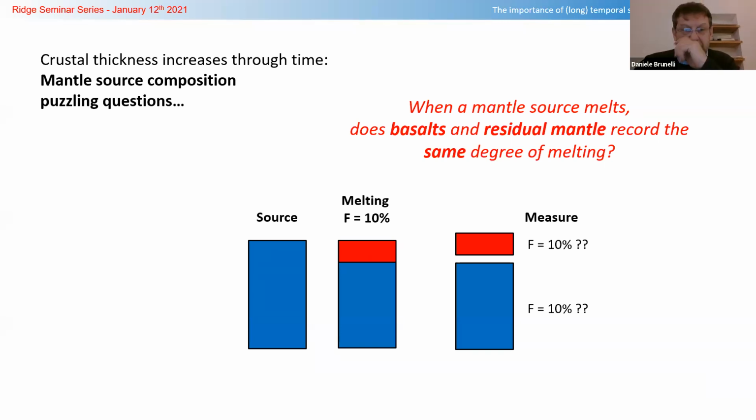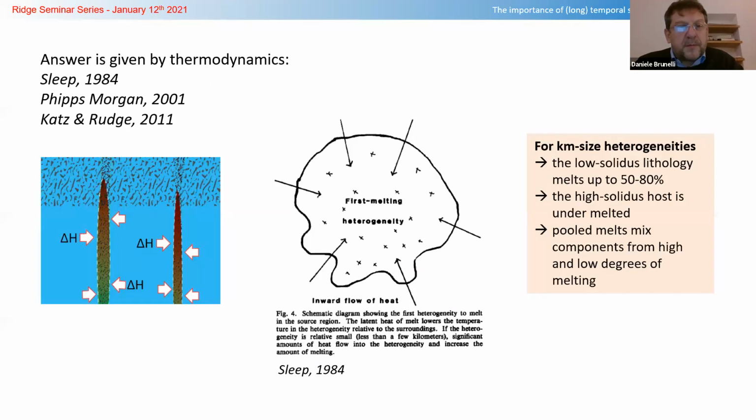It seems a silly question, but the answer is not so easy and comes from thermodynamics, and has been modeled since 1984 by Norman Sleep, and then developed in a more complex way by Phipps Morgan in 2001 and Katz and Gudge in 2011. The problem is that if we have a heterogeneous mantle that contains some low solidus lithology dispersed in it, the low solidus lithology melts first and starts to absorb heat from the country rock, the mantle that contains the low solidus lithology, proportional to the degree of melting and to the latent heat of melting that is spent to melt the low solidus lithology.